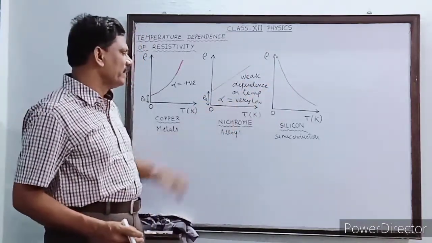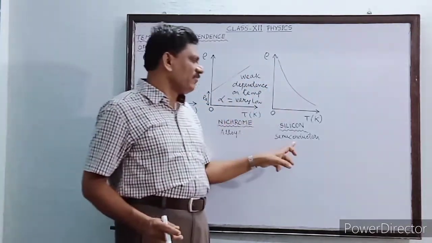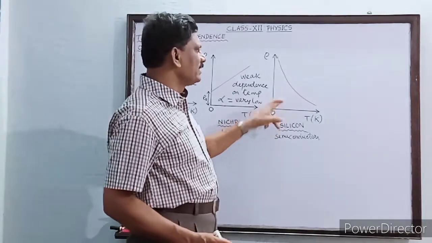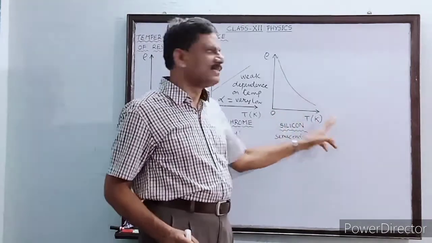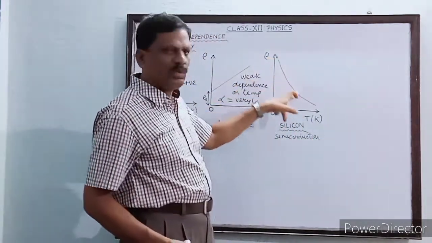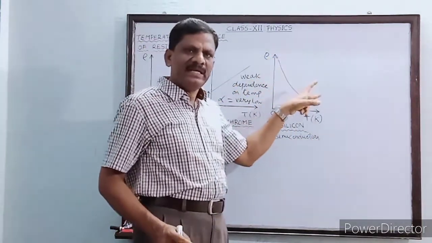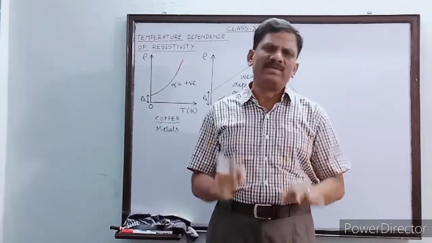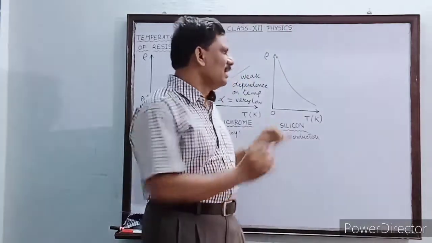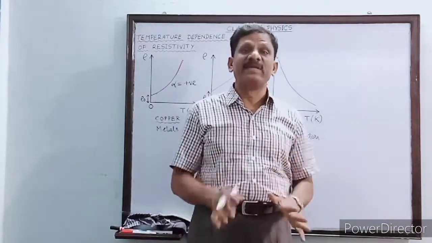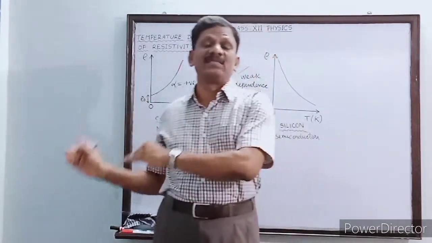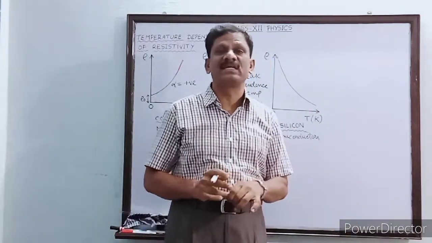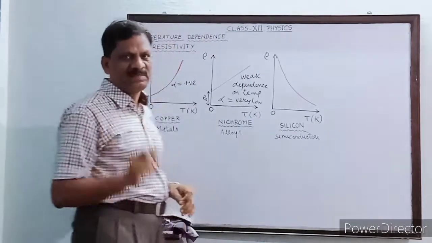The third graph is for semiconductors, for example, silicon. In this case, as the temperature is continuously increased, the resistivity slopes down. That means it is continuously decreasing. Now, what is the reason for metallic conductors and semiconductors? We have to explain why they have a positive temperature coefficient for metals and a negative temperature coefficient for semiconductors.